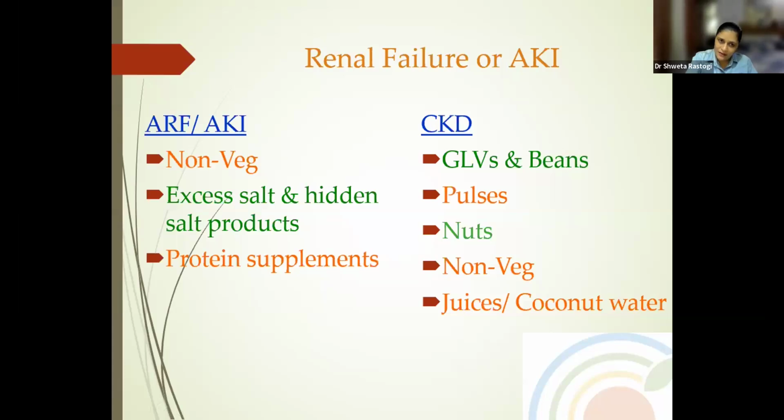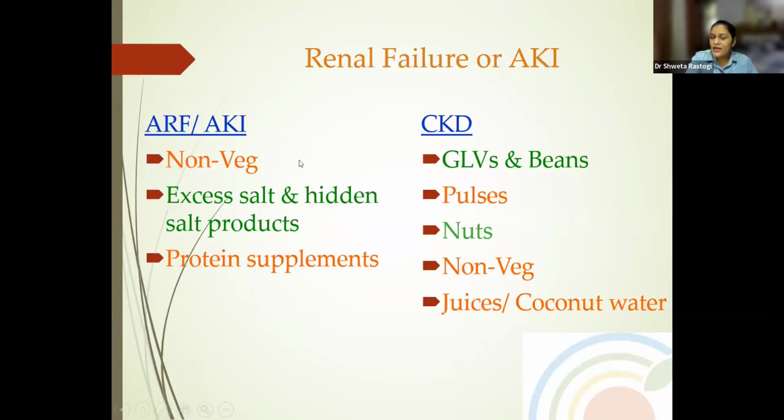Always allow them egg white. See, egg white is one food you can allow in all the conditions because it is rich in albumin. And the protein that your patient is losing in AKI or ARF or CKD is albumin. So if you give that particular protein, patients will not have hypoalbuminemia, and they will also not have bad swelling.